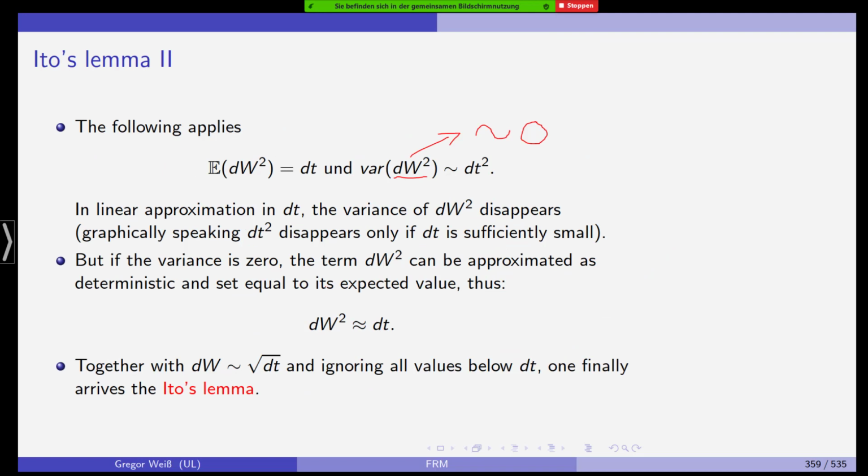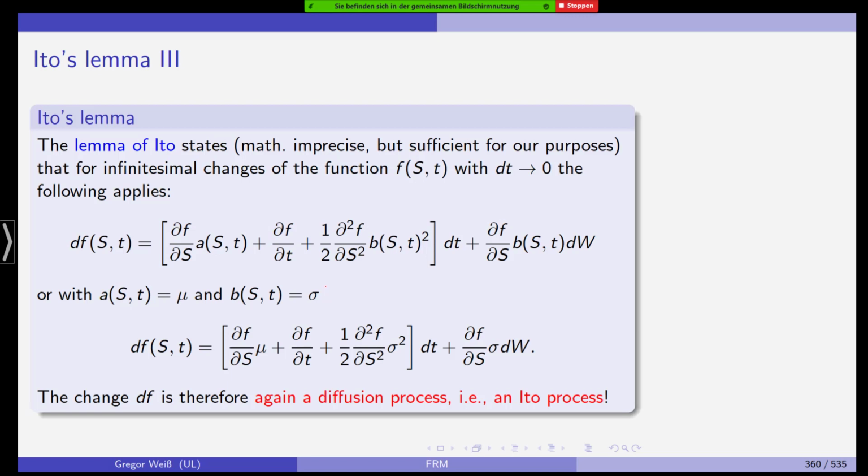And now, if we know that dw is approximately the square root of dt, and if we ignore all values below dt, so dt squared, dt taken to the third power, and so on, at last we get Ito's lemma. Now, Ito's lemma states, a little bit imprecise, but suffices for our purposes, that for an infinitesimally small change in time dt, the change in a function in time and a diffusion process S follows a diffusion process, is given by df equals partial derivative a plus partial derivative plus second partial derivative b, everything dt plus dw.